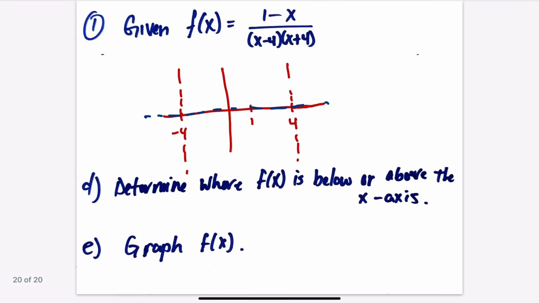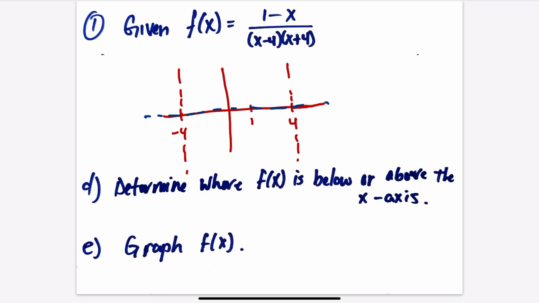And then the next part is determine where f of x is below or above, right? Again, don't answer that one until you graph the function. It's always going to be easier that way. After doing some test points, again, you do test points 1 to the left of -4. This is the intercept right here, so you want to do a test point right here, and then a test point over here as well.